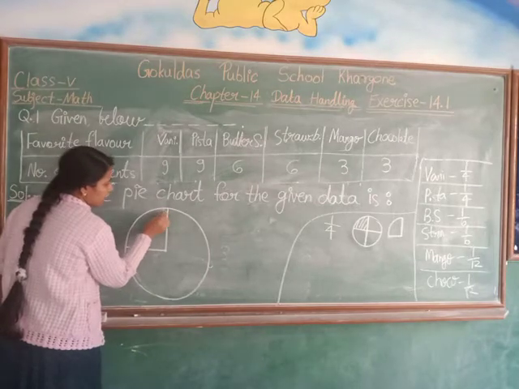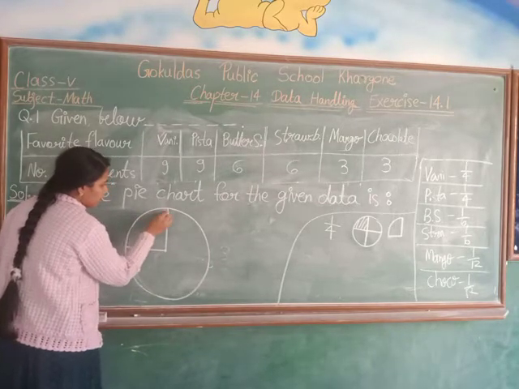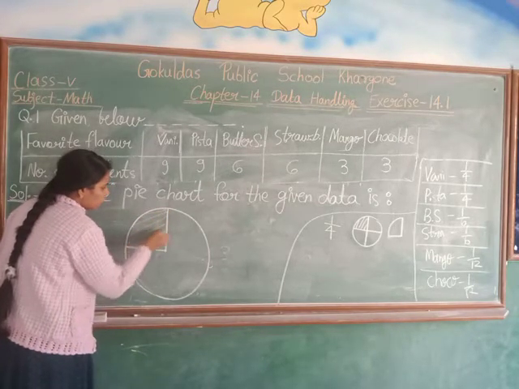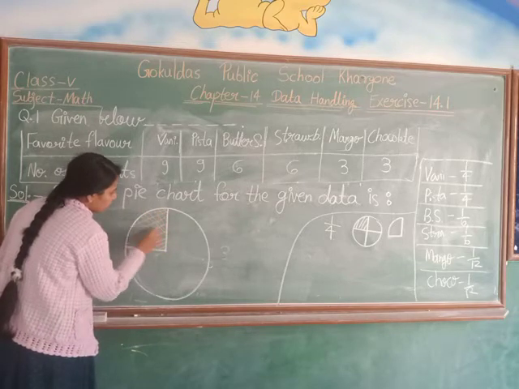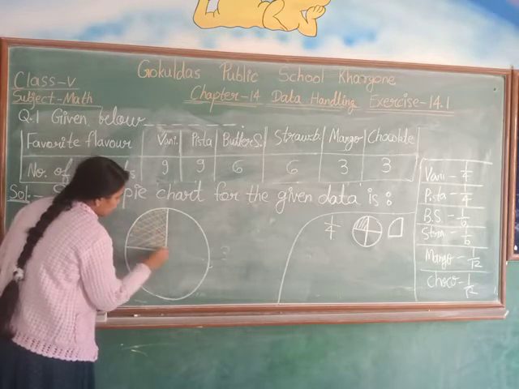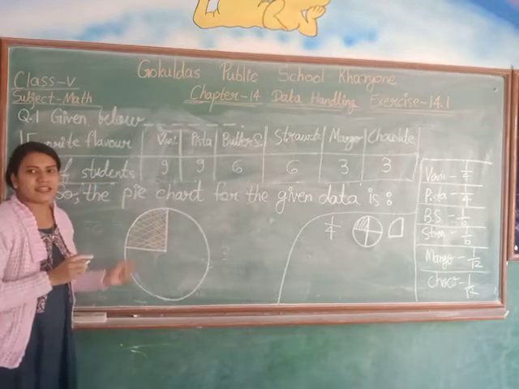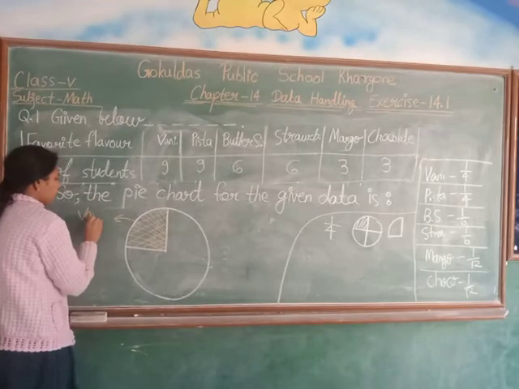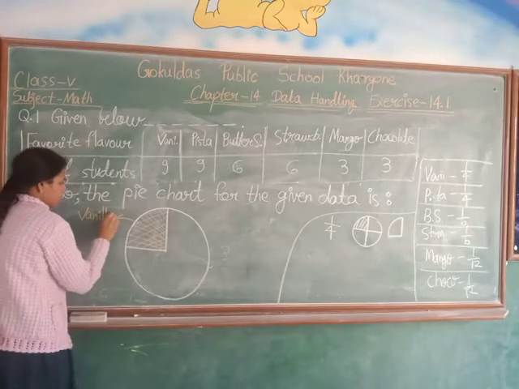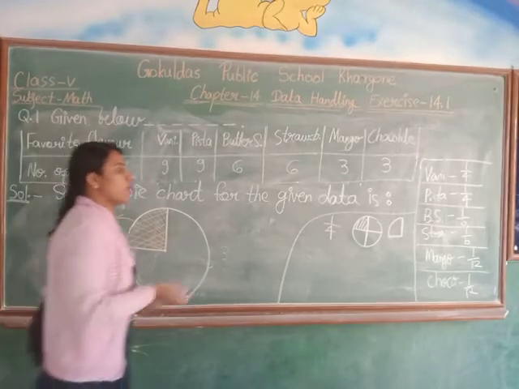You can use different color pens to shade the graph. You can use colors. This part of the circle is showing what? This part is showing vanilla.